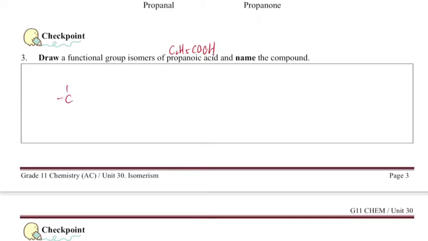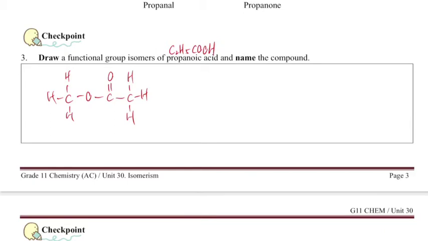So first, let's have a methyl group, and then attached to one of the oxygens, another carbon double bonded to the oxygen. Remember, for propanoic acid, it has 3 carbons in total. So for the molecule we're going to draw, it must have 3 carbons as well. And then we fill in the hydrogens. Okay, now we have the ester, and how do we name this?